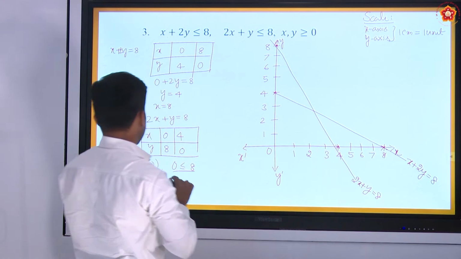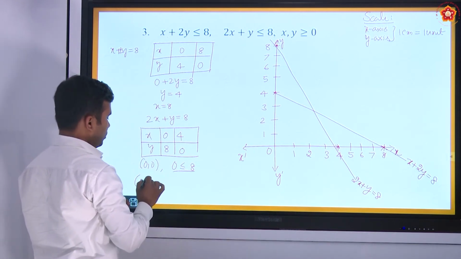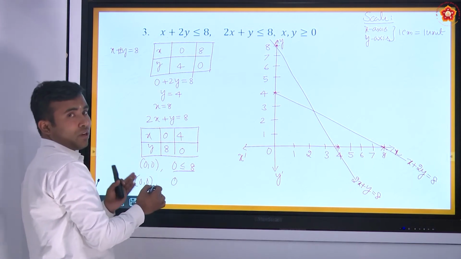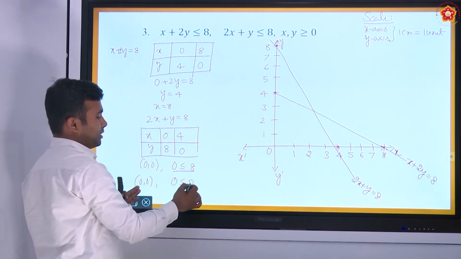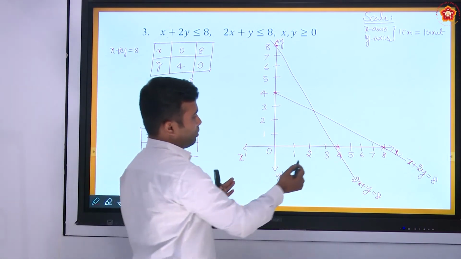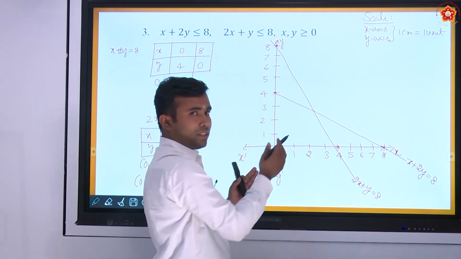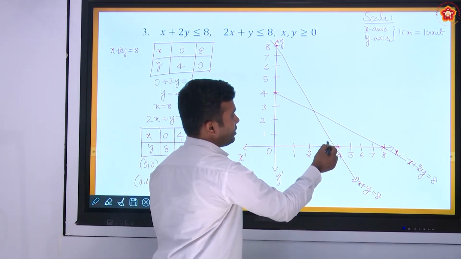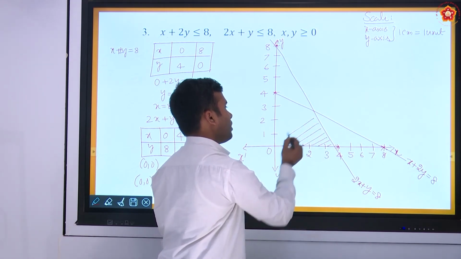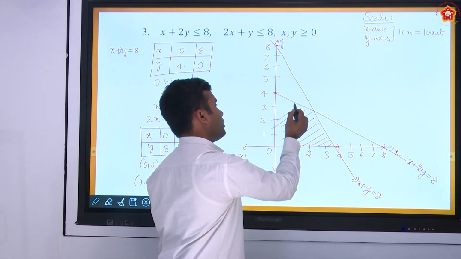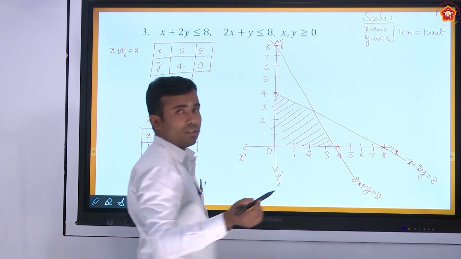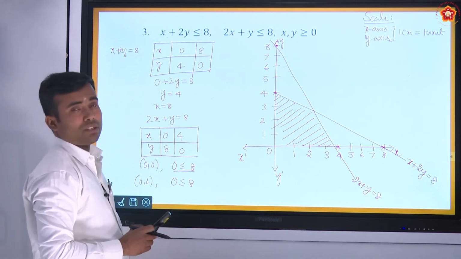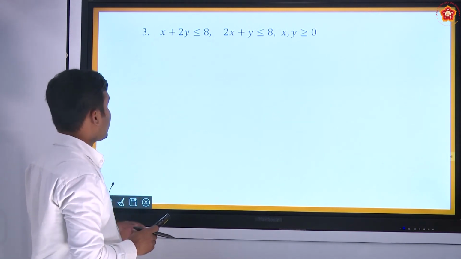And another inequality which is 2x plus y is less than or equal to 8. If you put x as 0 and y as 0 in that inequality, you may get this. So for this also, the solution is towards the origin. Then the region which is common to both the given inequalities is this region, common to both the lines. So this is how we can find the solution of this inequality. Let us take one more.